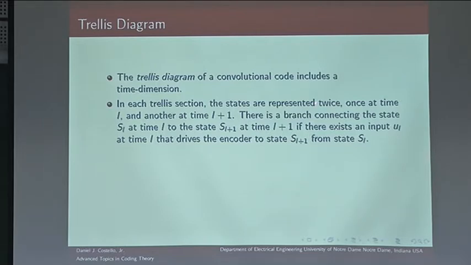But in each Trellis section, the states are represented twice. We have a set of states at one time unit and then a set of states at the next time unit, say L and L plus 1. And there's a branch connecting a state at time L to a state at time L plus 1 if there's an input at time L that takes the encoder to state L plus 1.